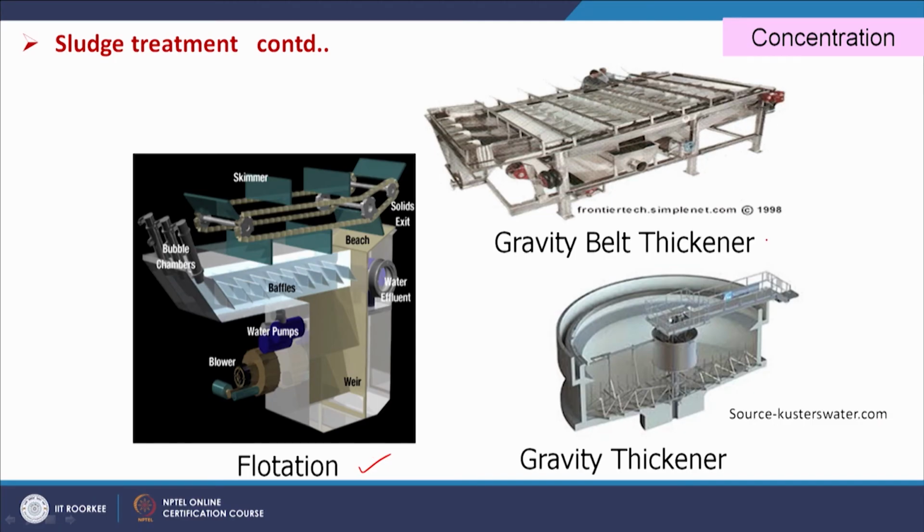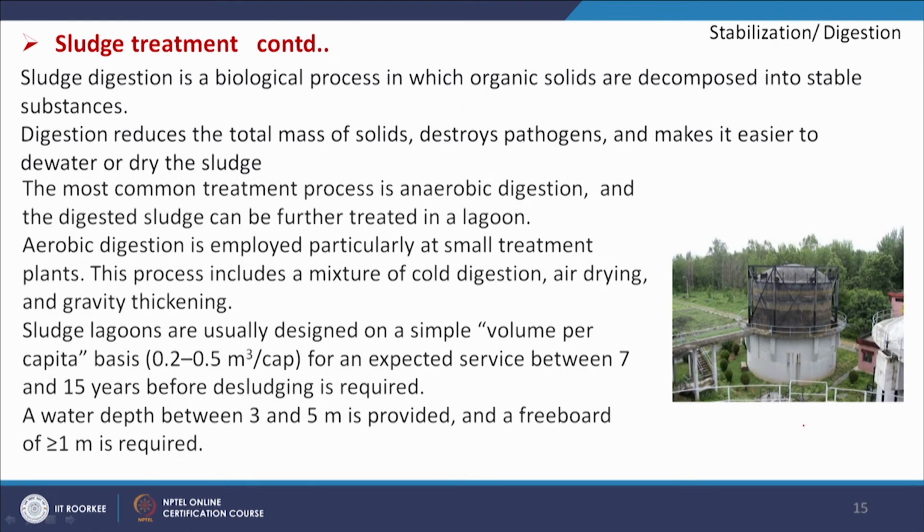These are the different types of equipment which are used, like for flotation, the gravity belt thickener and the gravity thickener. Already we have discussed these equipment in our previous classes. Now, we will discuss stabilization or digestion. In this process the organic compounds are digested or degraded by microorganisms in aerobic or anaerobic conditions, and the solids content is reduced.